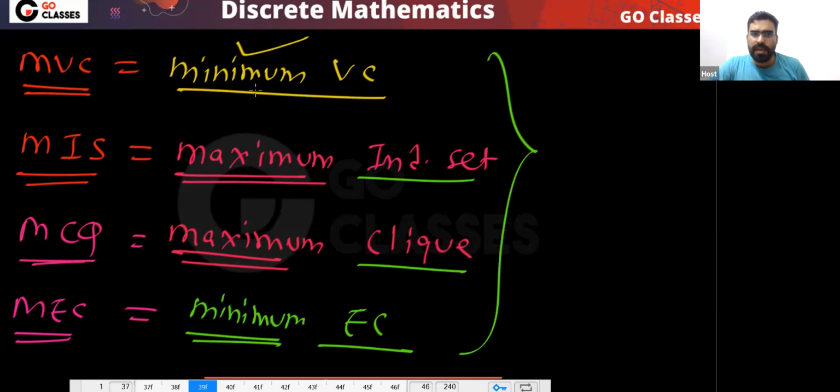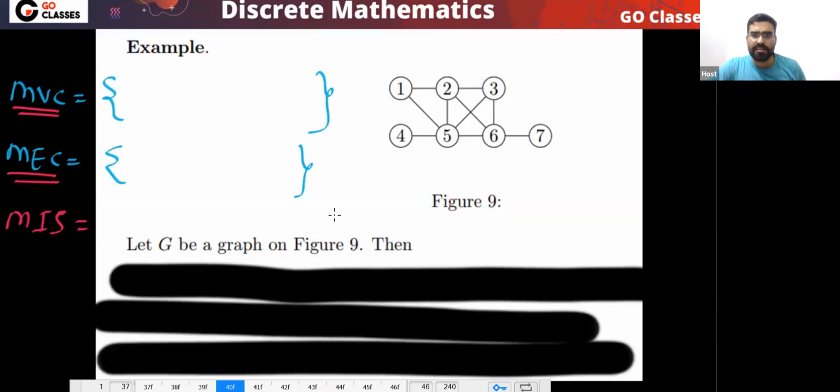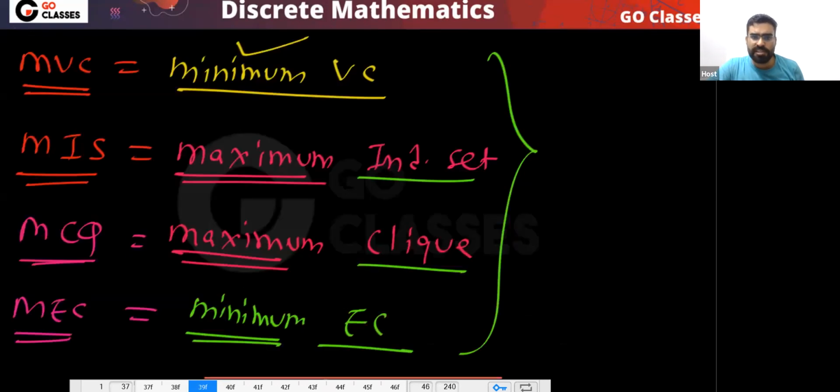Because see, if I ask you minimum independent set, that is trivial, right? This is the minimum independent set. So minimum is not interesting. What is interesting? Maximum independent set is interesting. And here maximum clique is interesting.